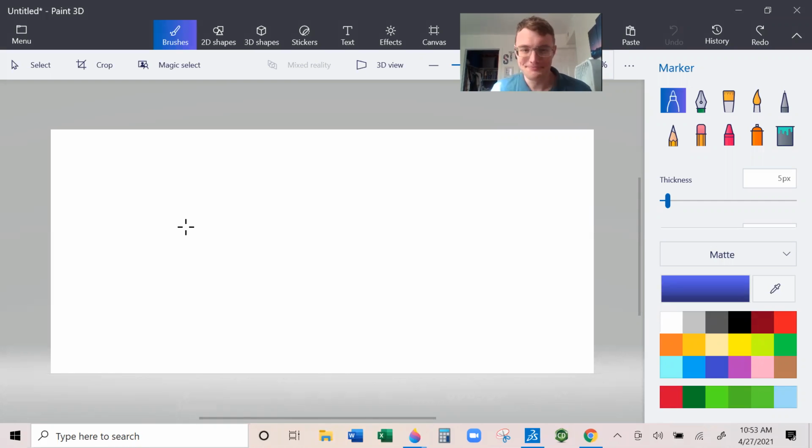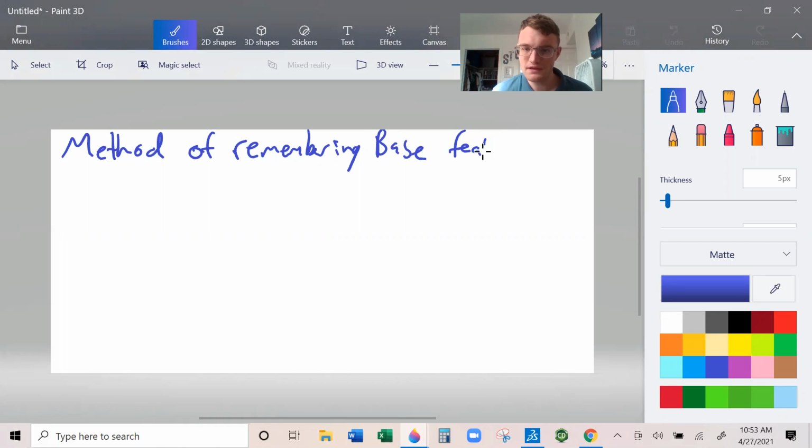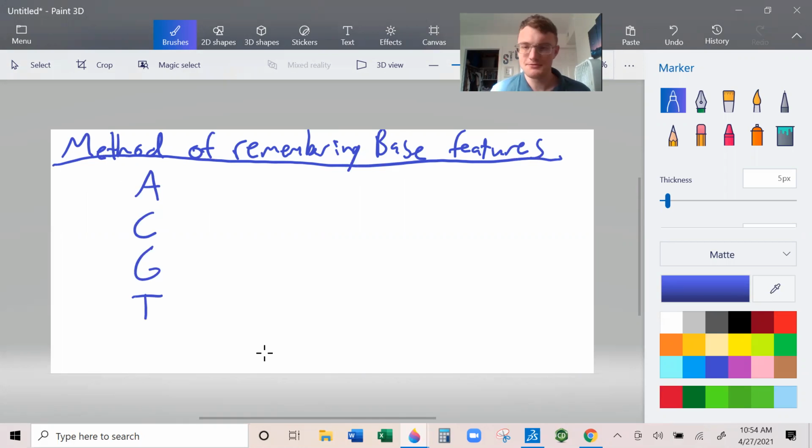Okay, here's my little trick here. If you list out the four bases, so often we abbreviate the bases by their first letter. So if you list out the first letter of the four bases alphabetically, here's my method of remembering base features. If you list them out alphabetically, you've got A, C, G, T, right?